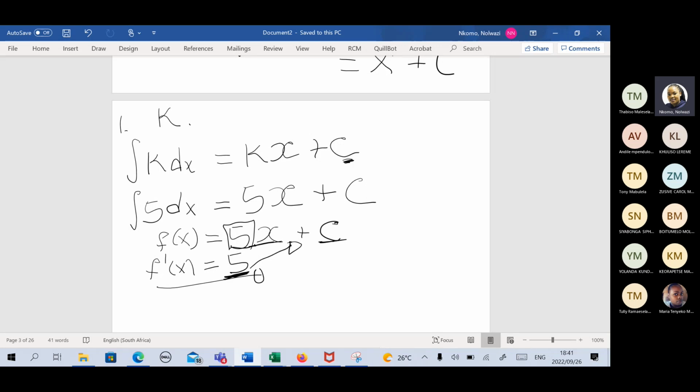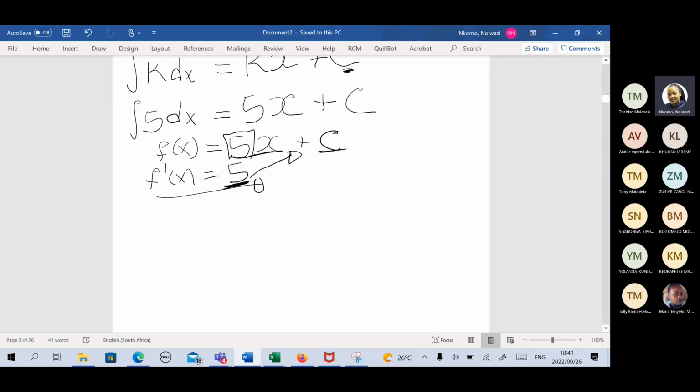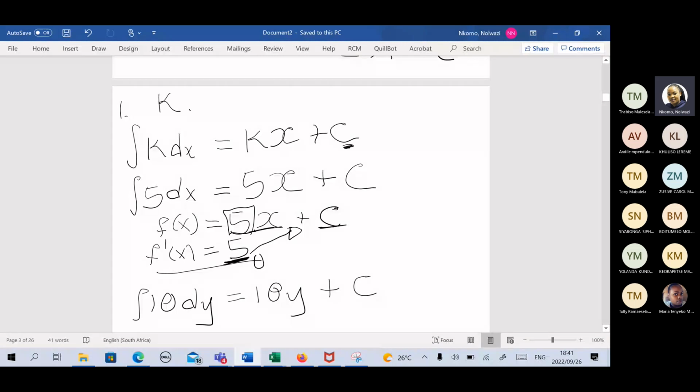Again, if you were integrating a constant with respect to y, let's say we are asked to integrate 10 with respect to y, then the integral here would be 10y plus a constant of integration. So this is another rule for integration.